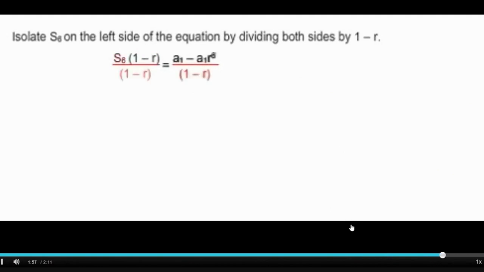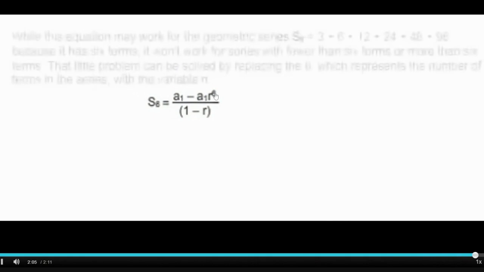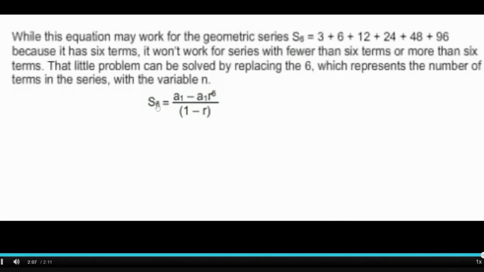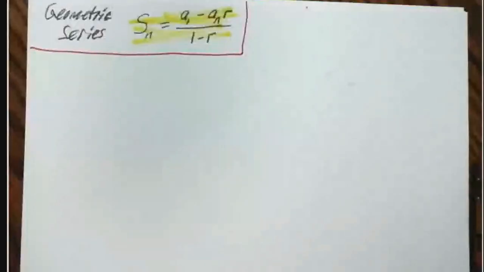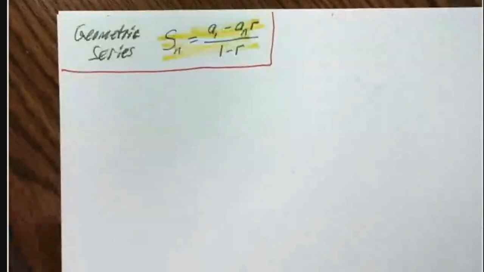So that's a mathematical way to come up with the same formula that they gave us in the first video. A1 minus A1 times the ratio to the 6th power, because 6 is the number we were going for. So in our notes, this is our first equation we should have to find a geometric series. We saw it in the first video. The second video showed how you can derive that using the information that we had.